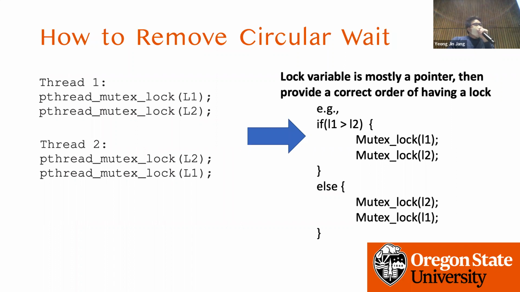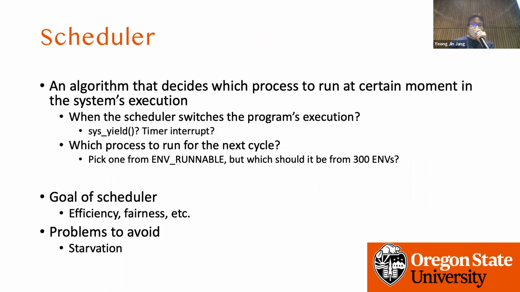So these are the things that we learned about deadlock. Even if we don't have deadlock, there could be a case where a process cannot do anything. And that's about the scheduler, which I would like to introduce to you guys. You can regard the scheduler as just an algorithm to choose which process you would like to schedule next.